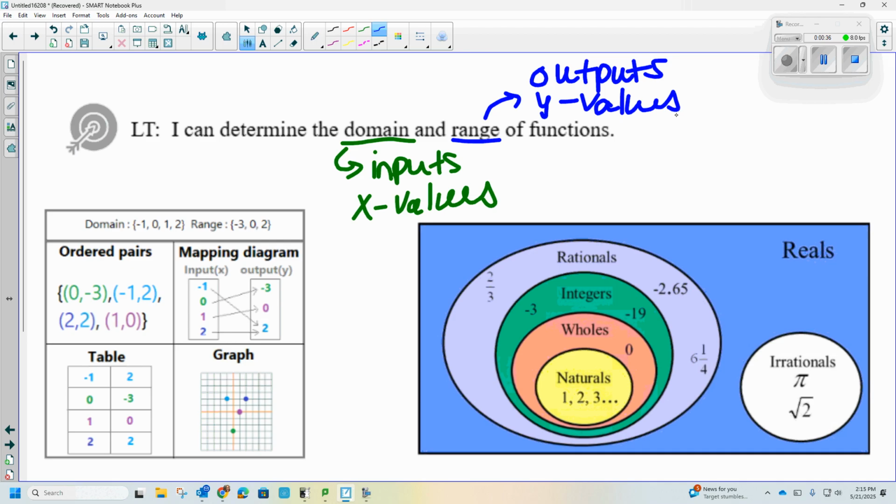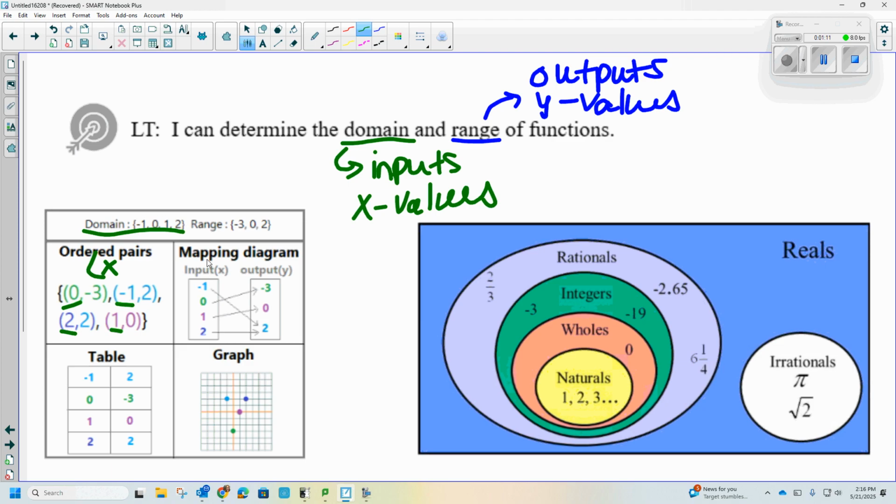Okay, so if we take a quick look at this box over here, it gives you a bunch of different examples. So the domain is telling us these are all of our different x values: -1, 0, 1, 2. I'm going to try to stick with my green here for the domain. Take a look at the ordered pairs. Remember that the first number is the x coordinate. And I have 0, -1, 2, 1. Those are the numbers that we see listed here.